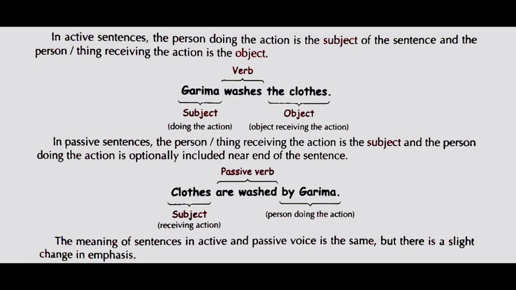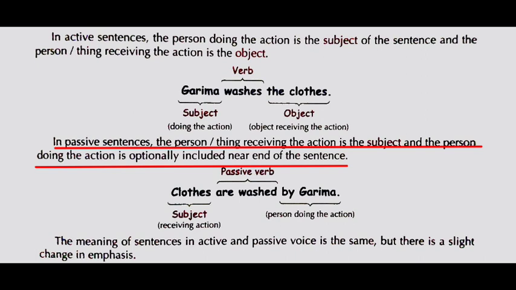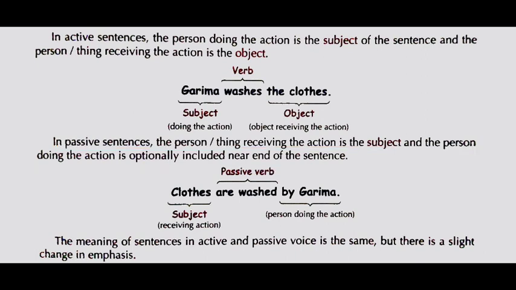And if you carefully observe in this case, the subject is receiving the action and the object is doing the action. So, when the person or thing receiving the action is subject and the person or thing doing the action is included at the last of the sentence and is the object, then the sentence is in passive voice. I hope that you understood what is active and passive voice. In active voice, the subject is the doer and object is the receiver. And in passive voice, the subject is receiver and object is the doer.